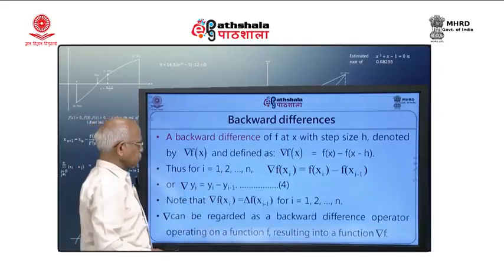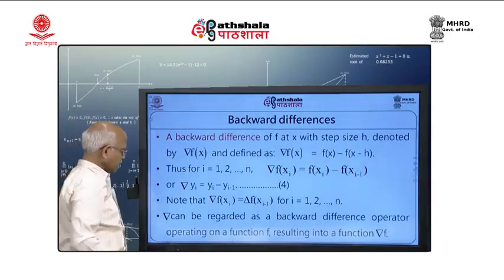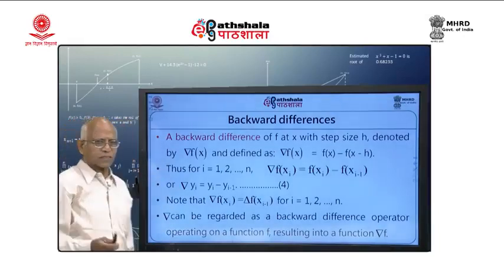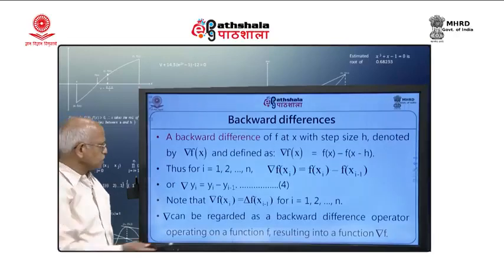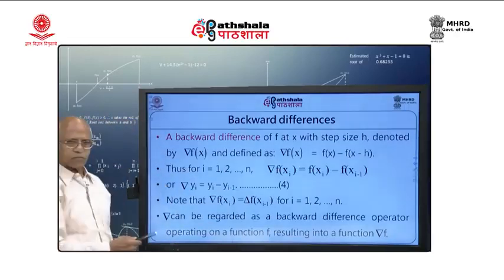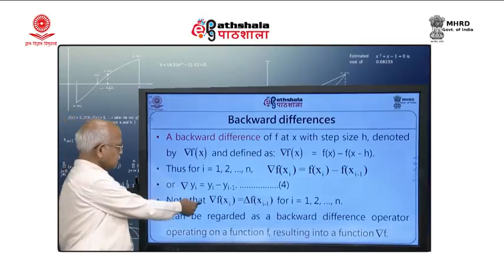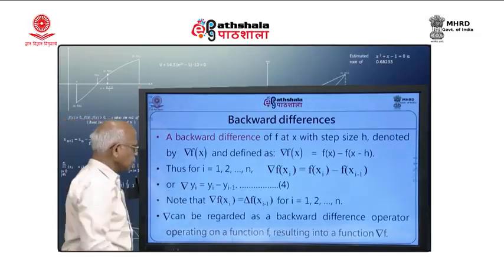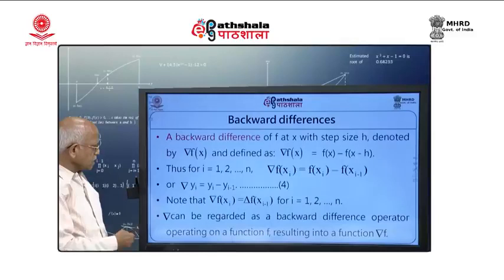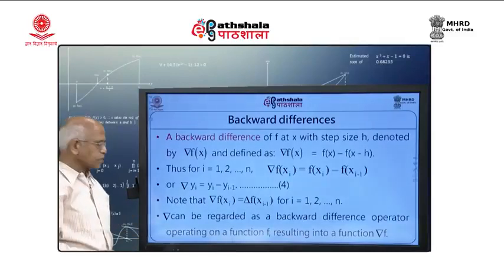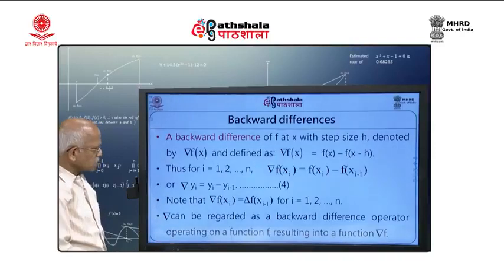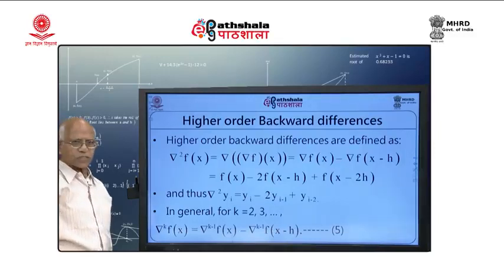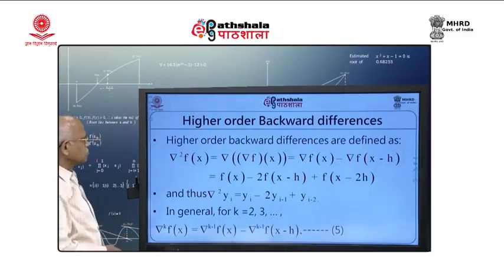So, that is the change from the forward difference, or ∇y_i can be written as y_i minus y_{i-1}. Note that ∇f(x_i) is nothing but Δf(x_{i-1}), because here the forward value will be f(x_i) and the current value will be f(x_{i-1}), which is the same as ∇f(x_i). So, both these differences have a close relationship with each other like this. ∇ can be regarded again as a backward difference operator, just as the forward difference operator, on a function f resulting in a function ∇f. You can take the higher order backward differences exactly in the same manner as the forward differences.